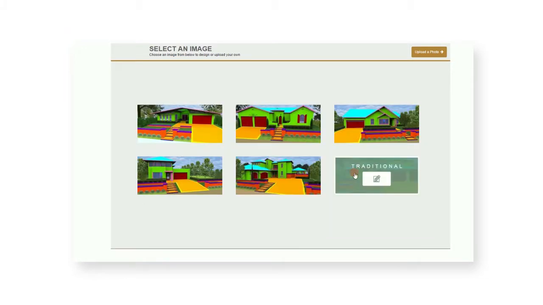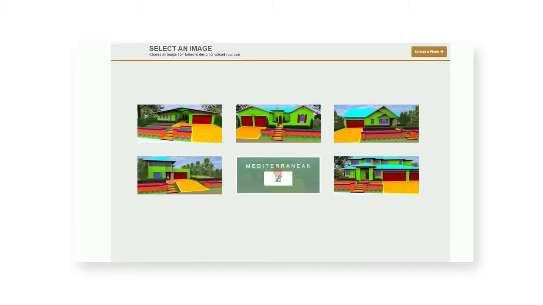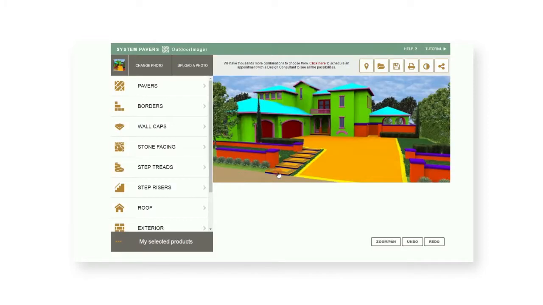Here you will see a set of pre-made house templates. Choose the one that best matches your home. Once you have selected your home, you will be taken to the OutdoorImager. Hover over the color template areas or choose what product you would like to get started with on the left.